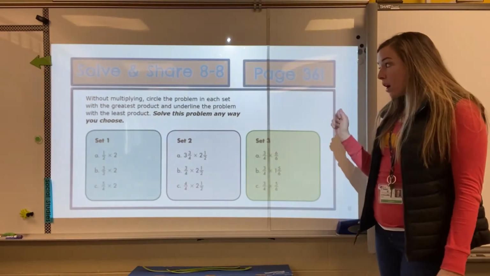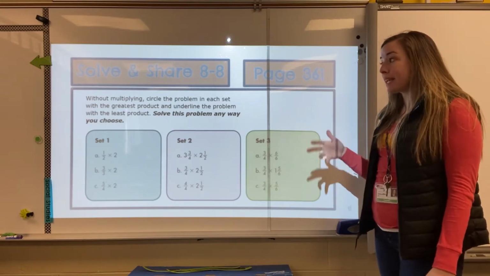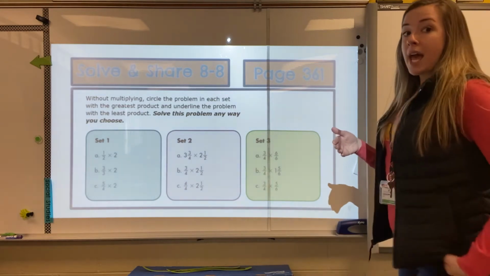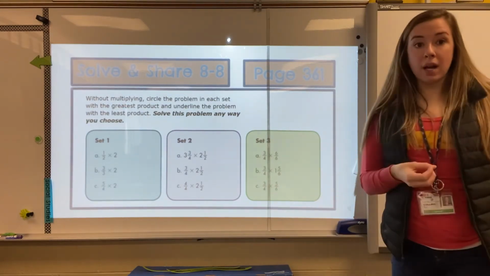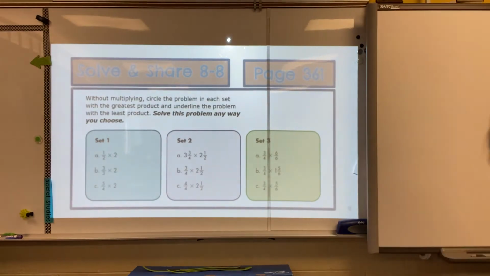So I'm going to have you look at sets 1, 2, and 3, and I want you to, in your book, circle the problem that has the biggest answer. So look for those whole numbers or improper fractions. And then I want you to also underline the problem with the least product, and then we'll talk about it together.